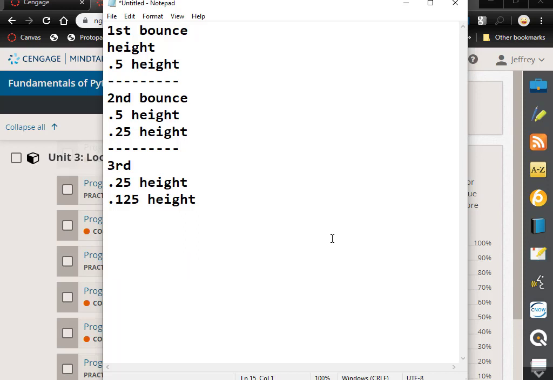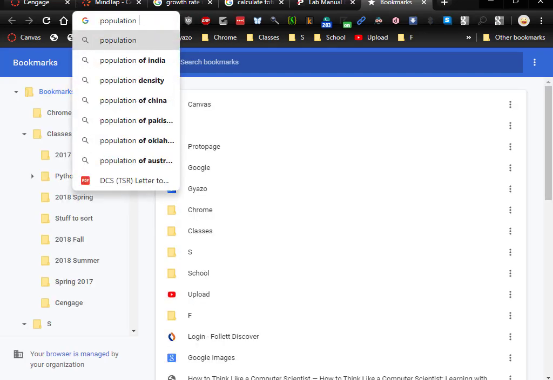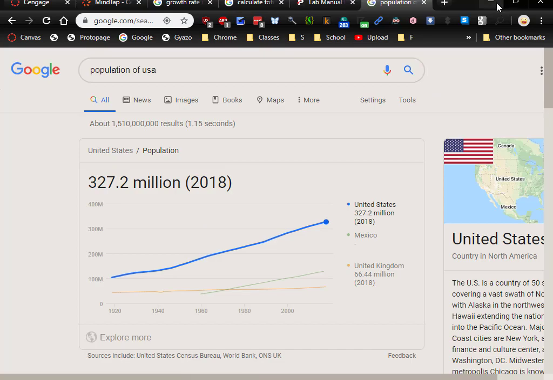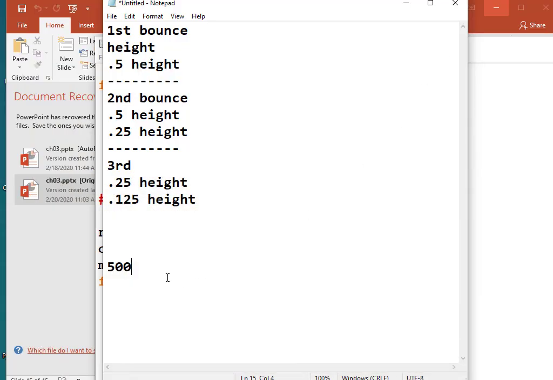Or let's just do it for America. America has a population of 500 million. That sounds a little bit high. What is the population of the U.S.? Like 325 million. Yeah, 327 million. So the population of America is 327 million. 1, 2, 3, 4, 5, 6. Is this a language where you can use underscores to represent commas?